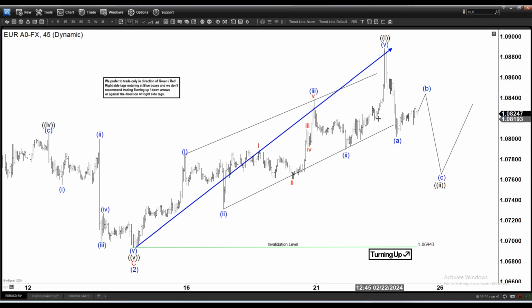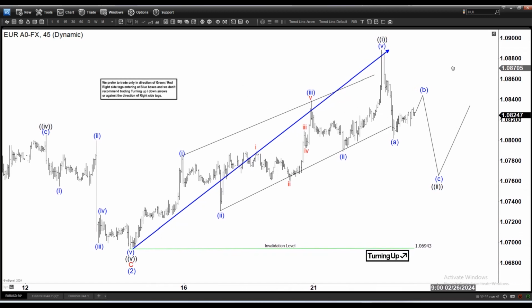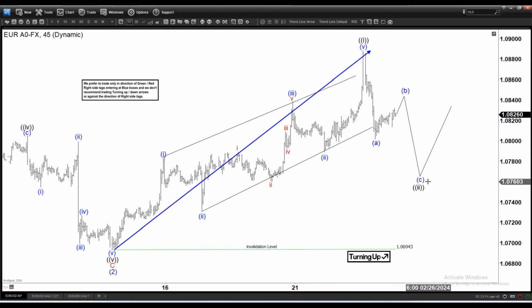Now this 5 swing, depending on the medium term, could end either with 1 or with A. It doesn't matter whether you label it with 1 or with A, because either way, because of the 5 swing, you should be looking for at least one more leg higher. So that's what I want to focus on: at least one more leg higher, with a size similar to this first leg, as long as we don't break below 106.94.